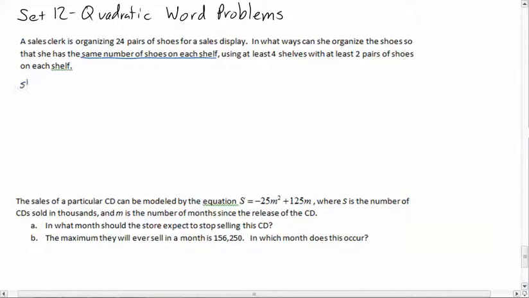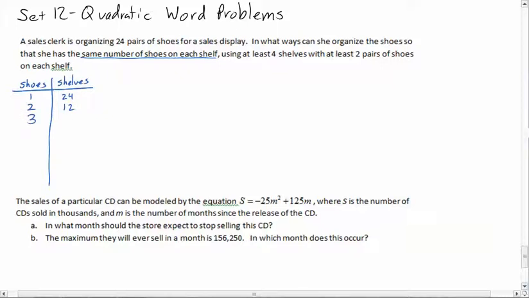Okay, so we can have shoes and shelves. So I can have one pair of shoes on 24 shelves. I can have 2 shoes on 12 shelves, right? So I'm looking at the factors of 24. That's how this kind of goes in.